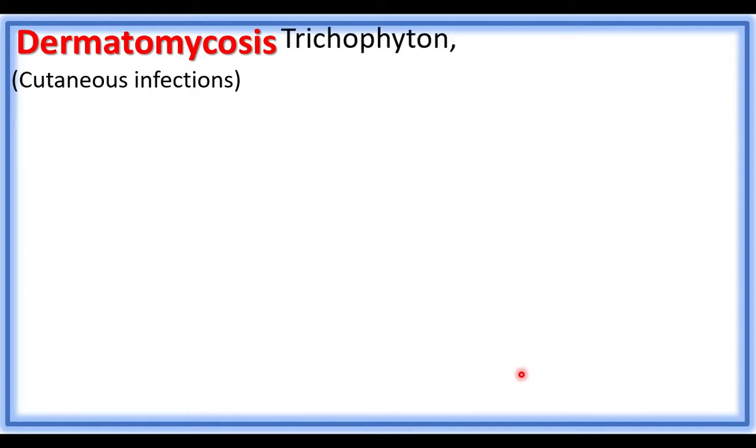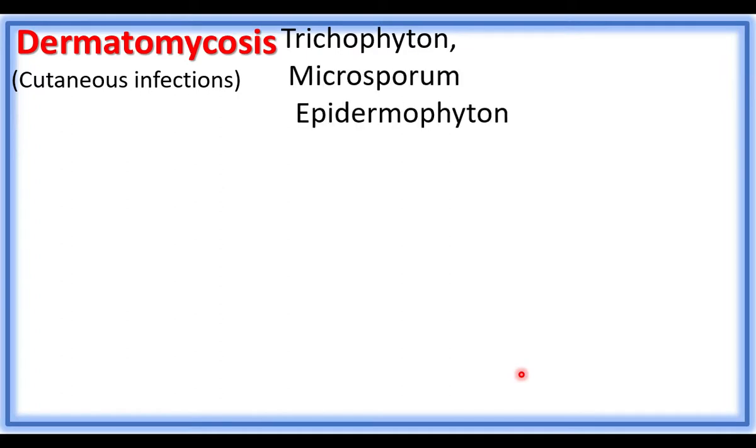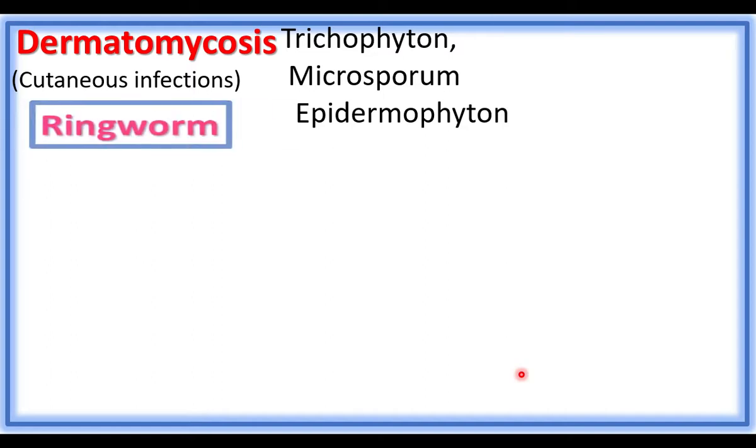Dermatomycosis is the term for the fungal diseases of skin. Dermatomycosis causes cutaneous infections, that is, infection on skin. These diseases are caused by three groups of fungi. They are Trichophyton, Microsporum and Epidermophyton. One of the fungal infections is ringworm.